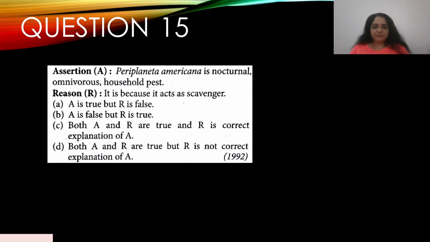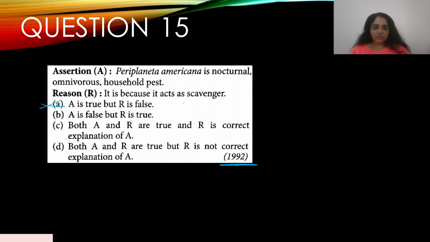All right, question number 15. Assertion A, that's Periplaneta americana, is a nocturnal, omnivorous household pest. That's correct. Reason is it is because it acts as a scavenger. Okay, this appears in 92. So A is true, but R is false. No, that's incorrect.